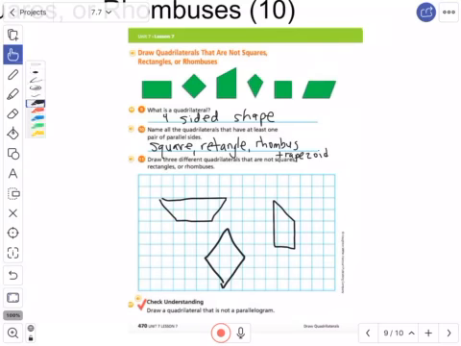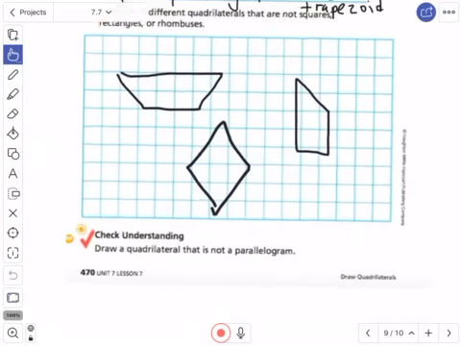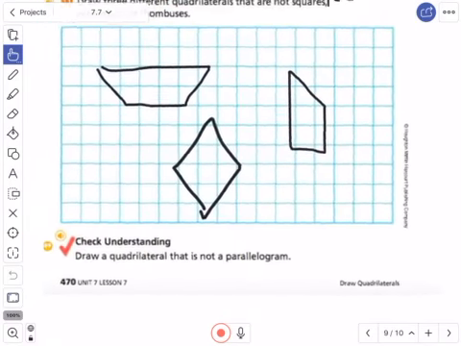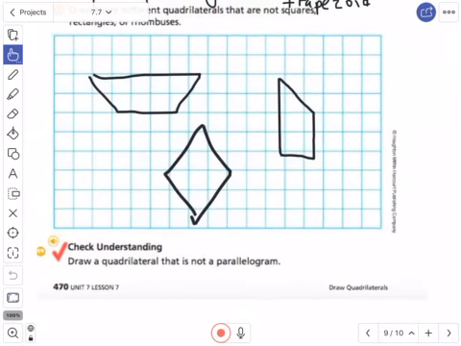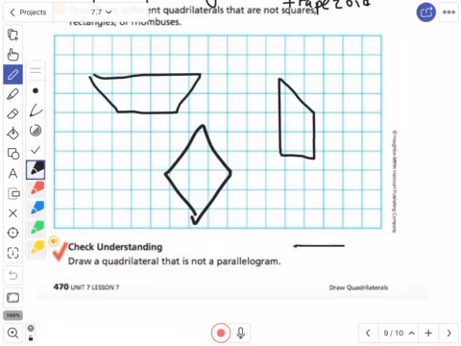And then the last part for your check for understanding, draw a quadrilateral that is not a parallelogram. So remember, a parallelogram just has to have two pairs of parallel lines, and it has to have four sides because it says quadrilateral. So again, I'm going to draw my old trusty trapezoid. I'll draw it a different way this time though. There you go. And that's the end of this page. So you can send page 470 off to Schoology when you're done.